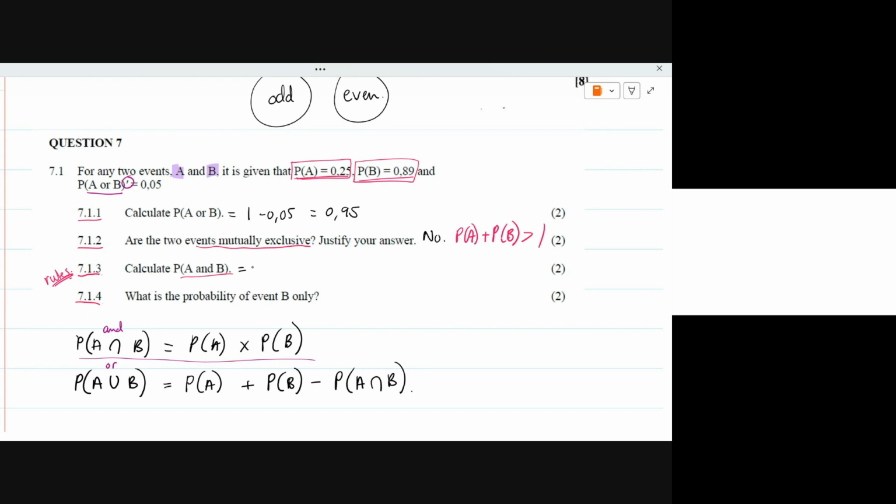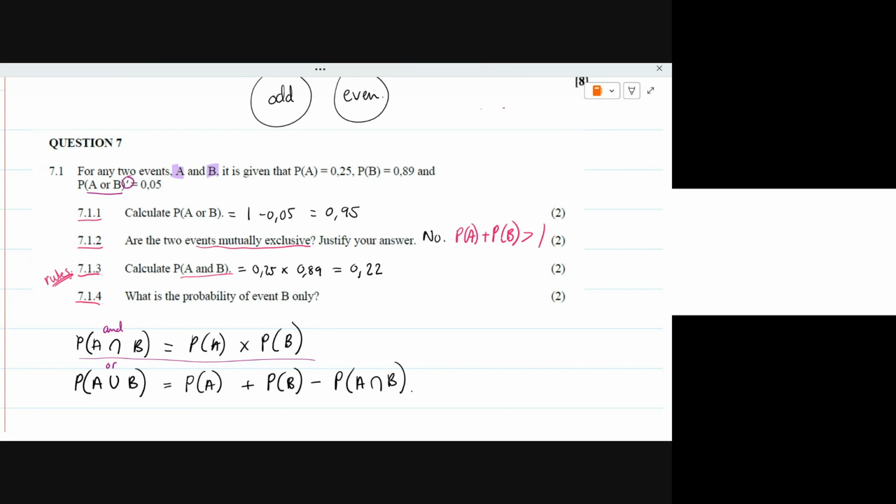So I'm just going to go, the probability of A is 0.25 multiplied by the probability of B, which is 0.89. And that is equal to 0.2225. So let's just cap it at 2 decimals because they also use 2 decimals there. So we're just going to cap it at 0.22.